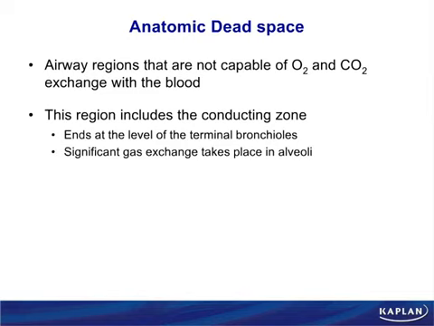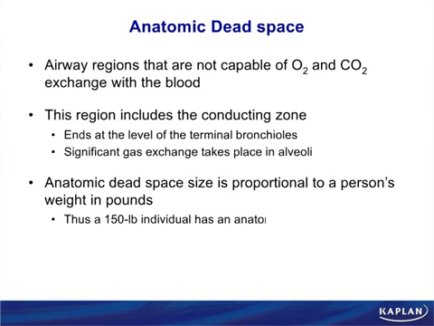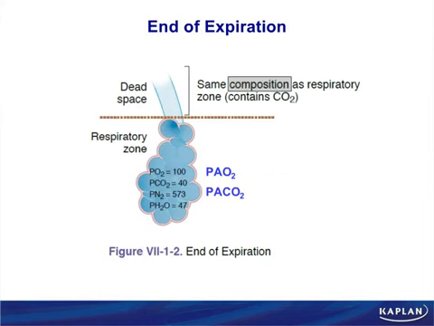The anatomic dead space varies from individual to individual because it's influenced by body size, and it's pretty close to about 1 mil per pound. So a 150-pound individual has an anatomic dead space of about 150 mils. And we'll use that 150 as our classic textbook number for dead space. Remember, everybody has dead space. It's anatomically defined.